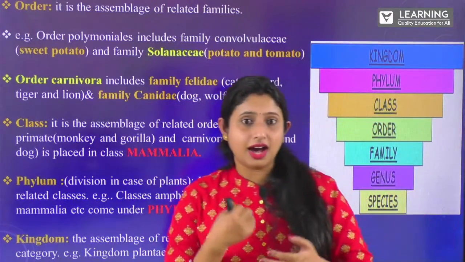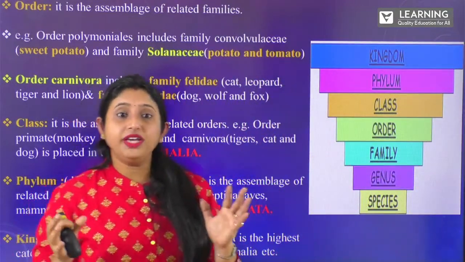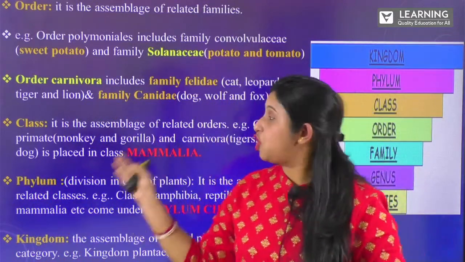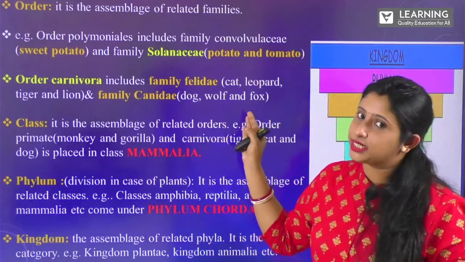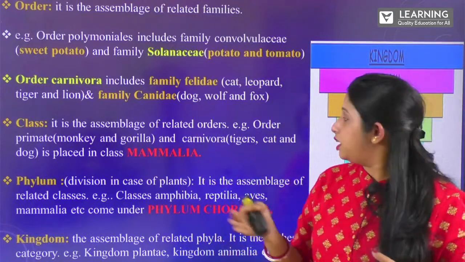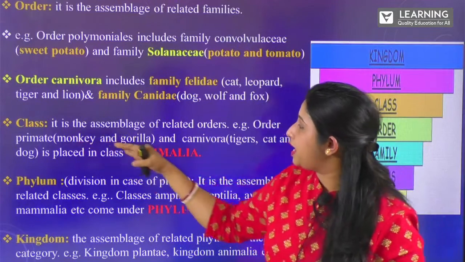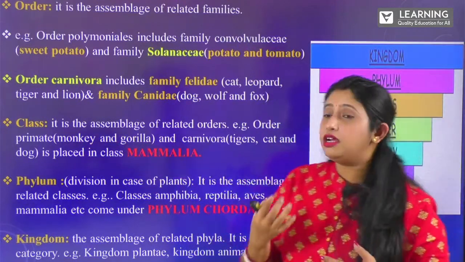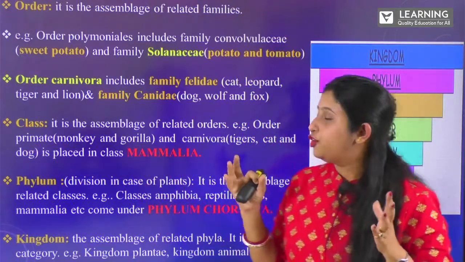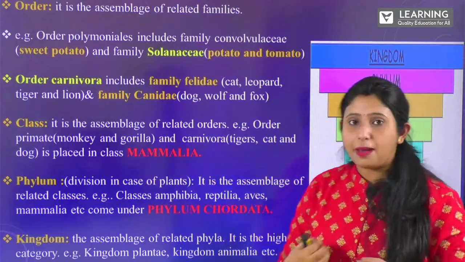Next is what? It is your class. So what is class? Grouping the orders together is your class. That is the assemblage of related orders. Clear? For example, this is your primate, right? Monkey and gorilla. They are coming under one order, isn't it? That is your primate. So we are grouping them together and they are coming under the class that is Mammalia.